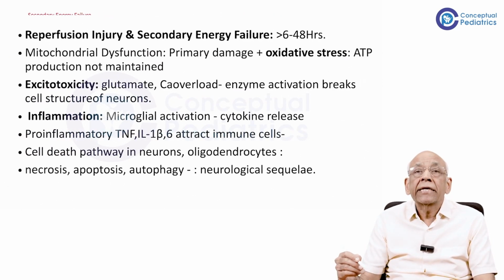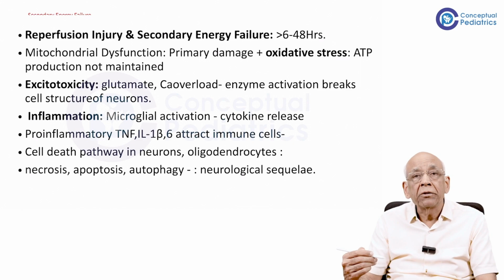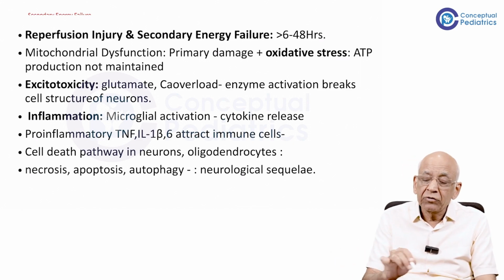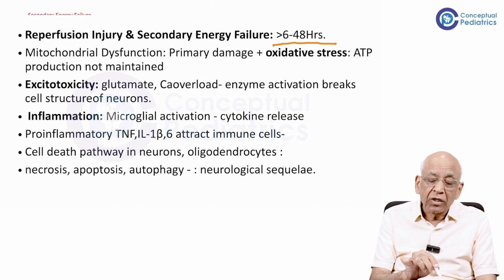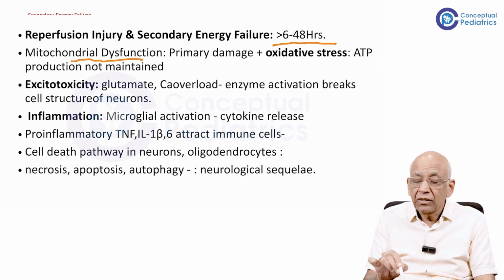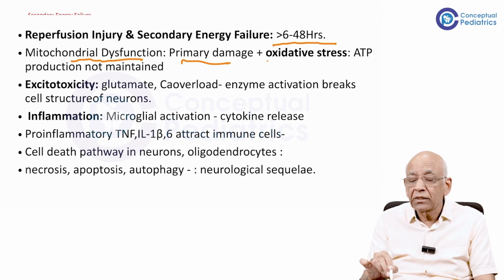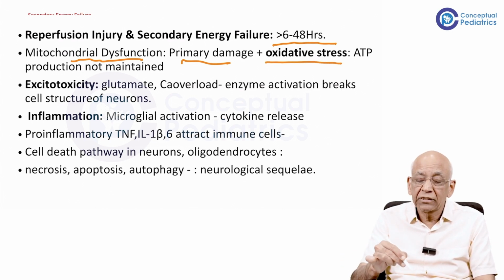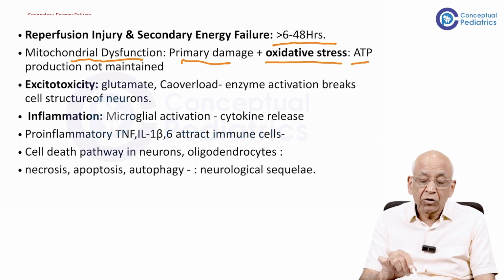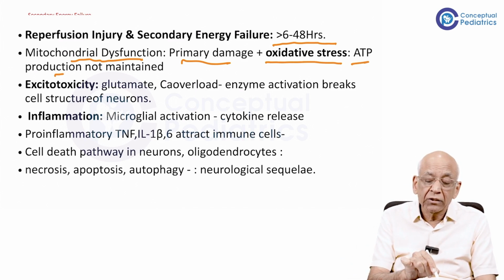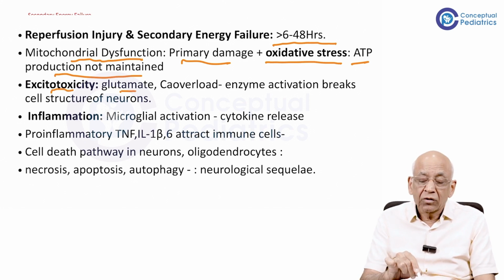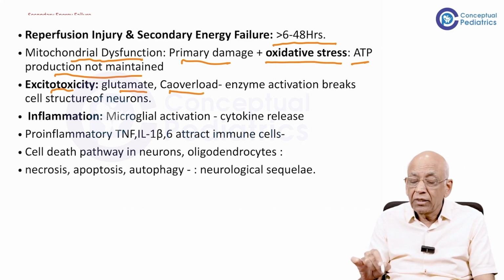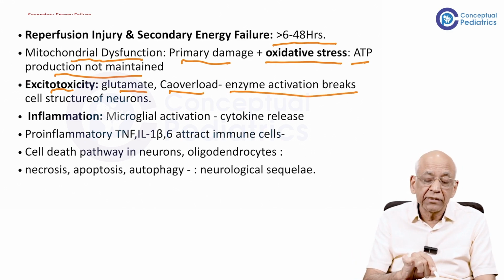Then we come to the secondary energy failure or the reperfusion injury. This reperfusion injury occurs after 6 hours. So, 6 to 48 hours is the reperfusion injury. There is mitochondrial dysfunction, the primary damage was there, plus there is oxidative stress because of resuscitation, and because of this damage, the ATP production is not maintained. And then there is excitotoxicity, glutamate and calcium overload. So, the enzyme activation breaks the cell structure.